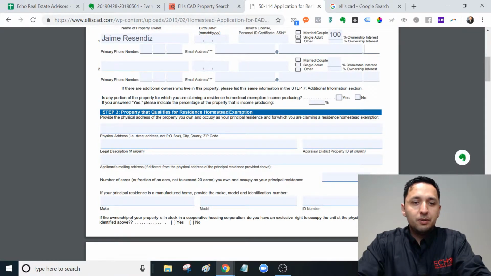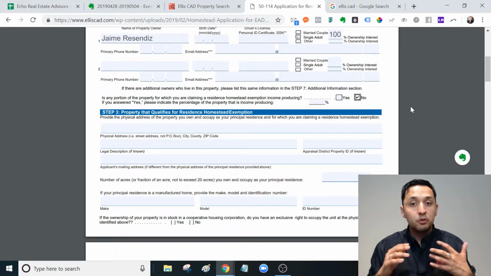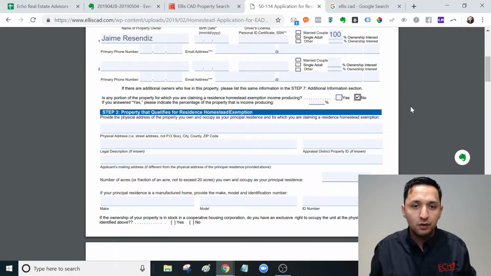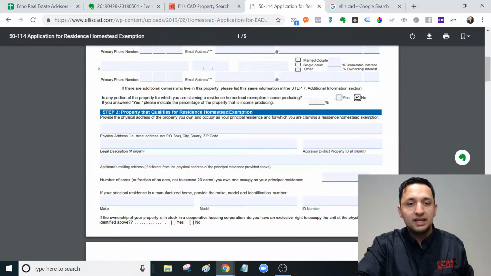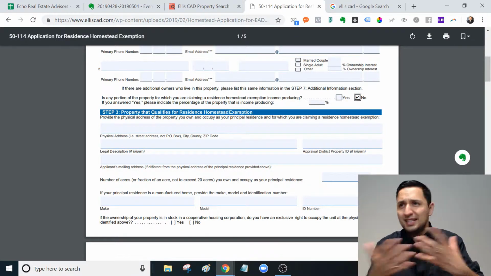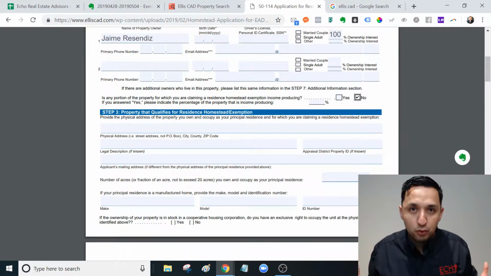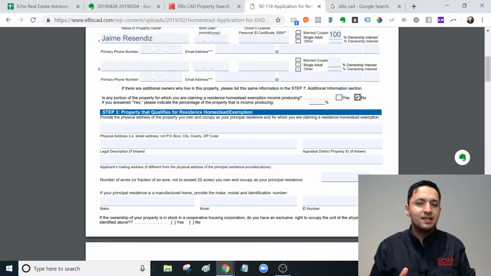Is any portion of the property for which you are claiming a residence homestead exemption income producing? So they're most likely referencing a rental property. So only you know if that is going to apply or not. If you answered yes, please indicate the percentage of the property that's income producing. So as an example of what they're suggesting here, are you renting a room out? So what portion of this area is income producing? So that's kind of what they're getting at.